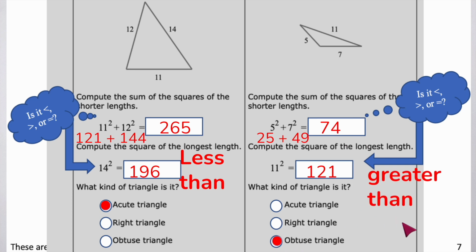All right, so this was using the converse to the Pythagorean theorem to determine the type of triangle. I hope that helps, and I'll see you in the next video.